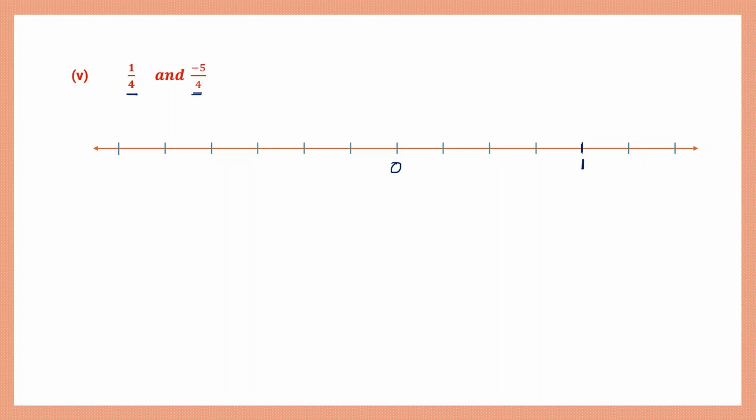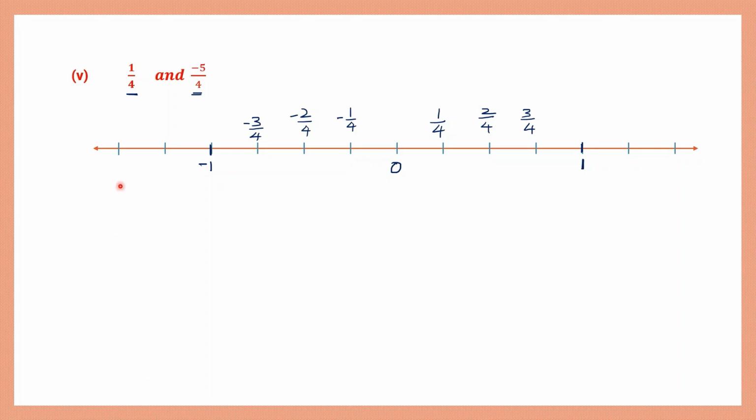Similarly, on the left side, 1, 2, 3, 4, minus 1 comes here. Minus 1. That means each part is a fraction. So this is 1 by 4, 2 by 4, 3 by 4, and 4 by 4 is equal to 1 by 1. Now on the other side, we have minus 1 by 4, minus 2 by 4, minus 3 by 4.